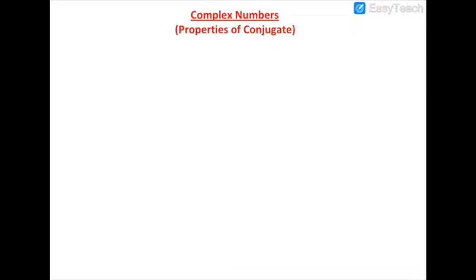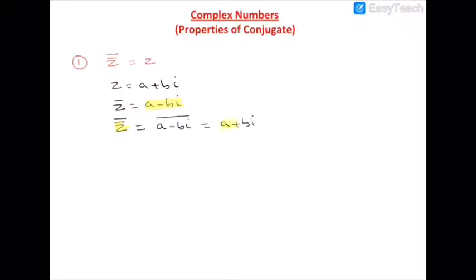Today in complex numbers, we will be proving some properties of conjugate. So our first property is conjugate of conjugate z is equal to z. To prove that, let z equal a plus bi, then its conjugate will be a minus bi. Now the conjugate of conjugate z will be the conjugate of a minus bi, and that is a plus bi, which equals z. So conjugate of conjugate z is equal to z.